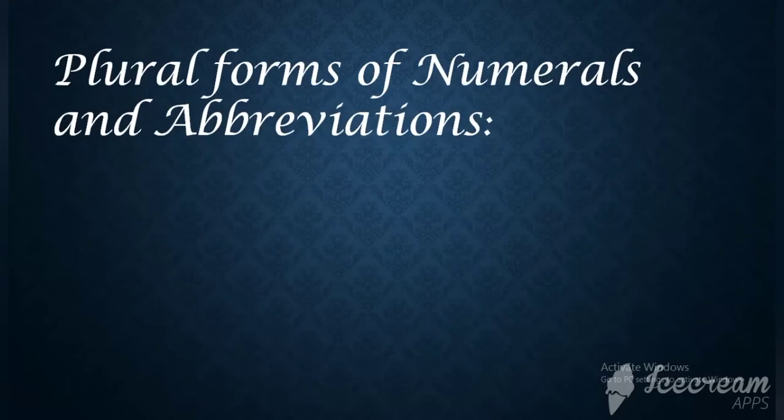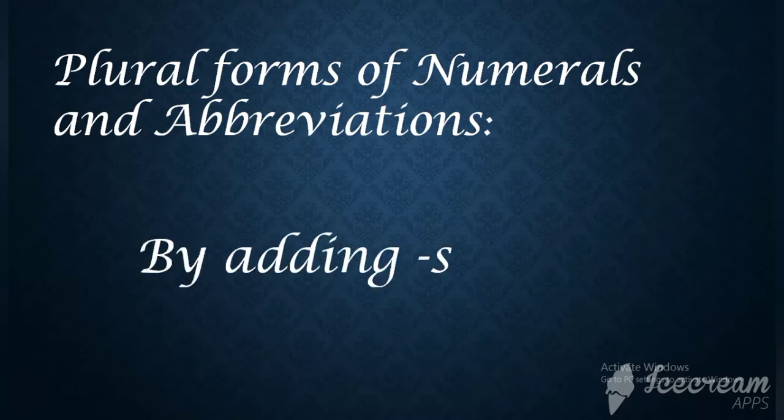Here, plural forms of numerals and abbreviations. So numerals means numbers, you know. Abbreviations means, for example, for chief minister we used to write CM, right? So this is an abbreviation. Now let's see the example. What we have to do is form the plural by adding s as the suffix.